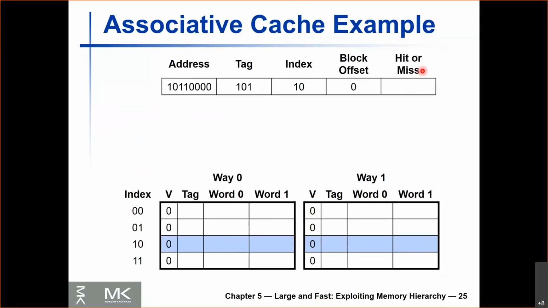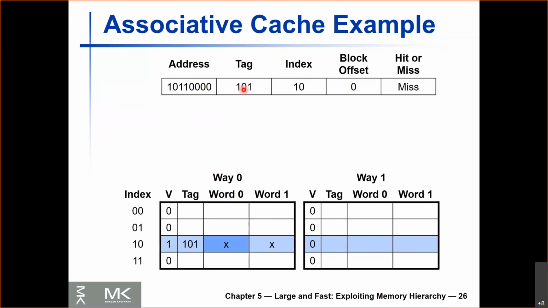So since I have a miss, what am I going to do? I'm going to bring in the data. I'm going to put it in the first empty way. So here, I'm going to put it in this way over here. Okay, and I'm going to set my valid bit to 1, right? And I'm going to put my tag over here. Okay, so I set the valid bit to 1.